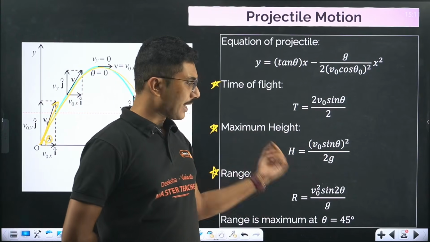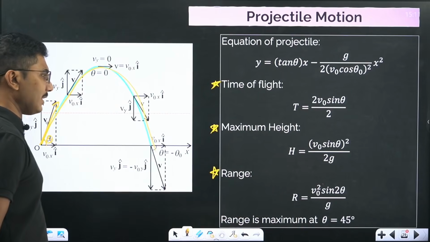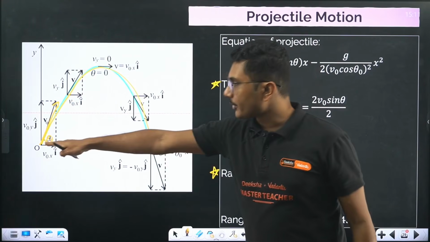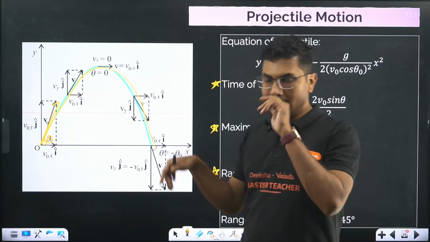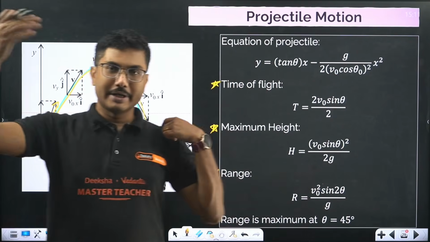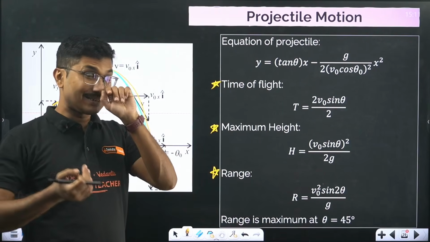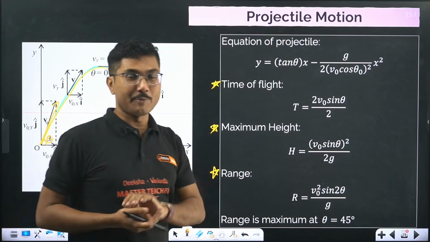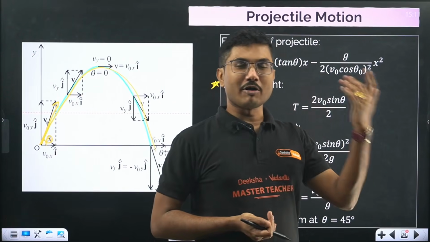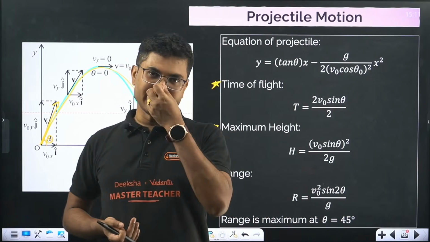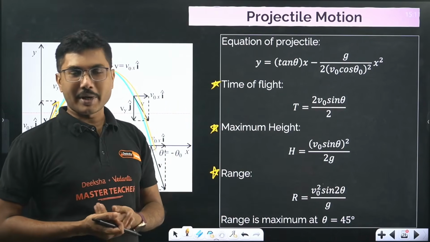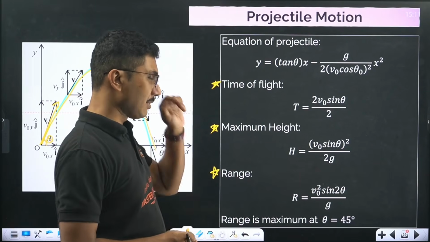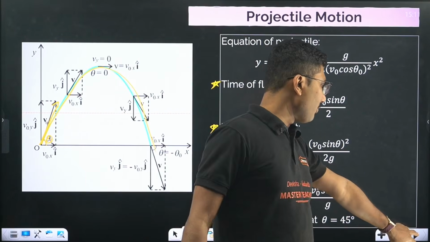Range is maximum at theta equals 45 degrees. So maximum range is when this projectile hits the maximum distance. That is how the range of a projectile is determined. So if I say that a BrahMos missile can hit a target at 100 kilometer distance, that means it is launched at an angle of 45 degrees. So range is maximum at an angle theta equals 45 degrees.